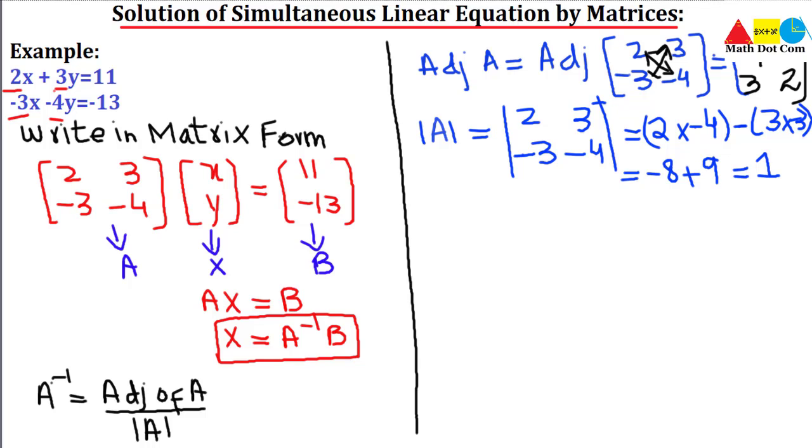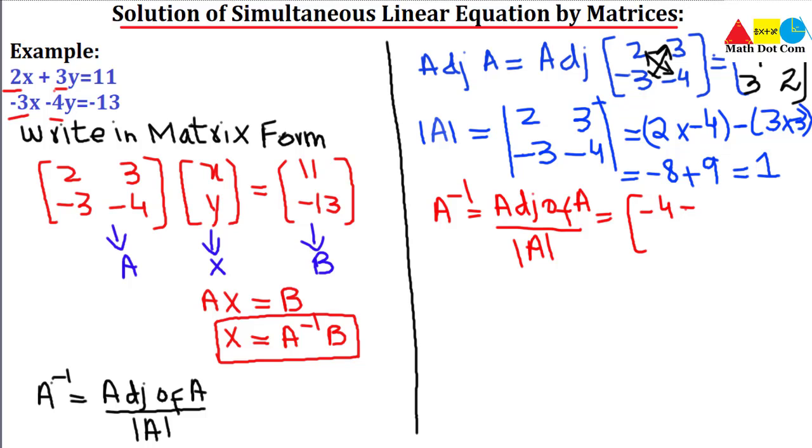So A inverse equals adjoint of A divided by determinant of A. The adjoint is minus 4, minus 3, 3 and 2, and the determinant of A is 1, so there is no need to write the 1. Otherwise you have to divide every element by the value of the determinant. So A inverse is this. Now we just need to multiply this A inverse with B in order to get the values of x and y. So X equals A inverse B.